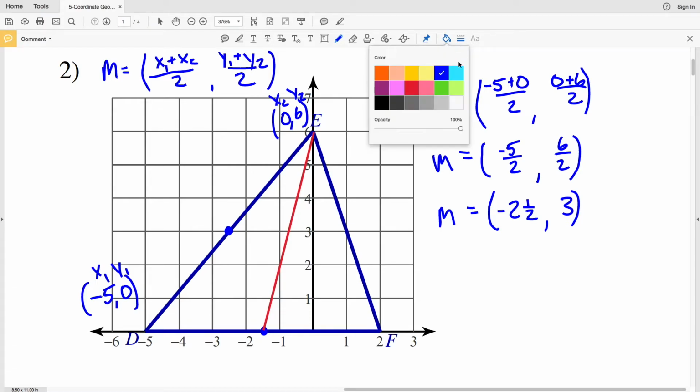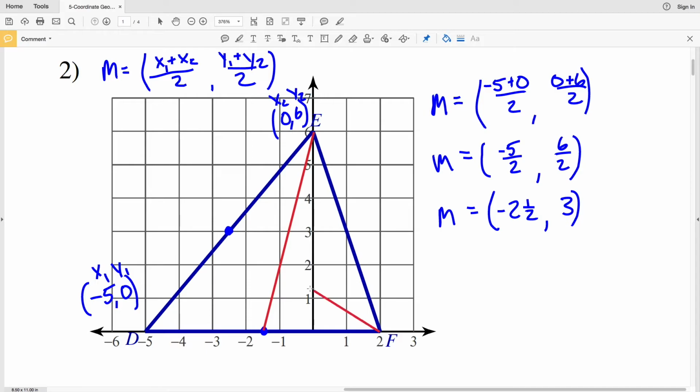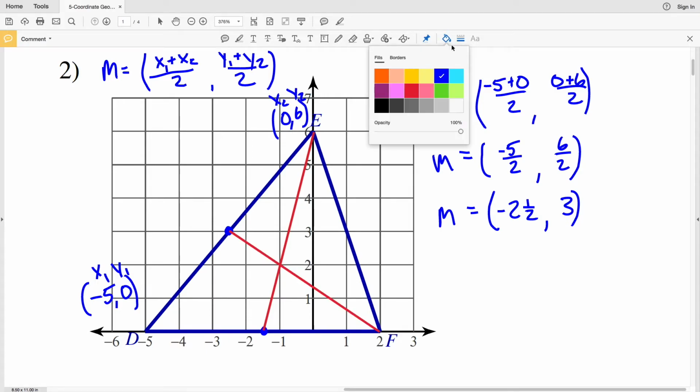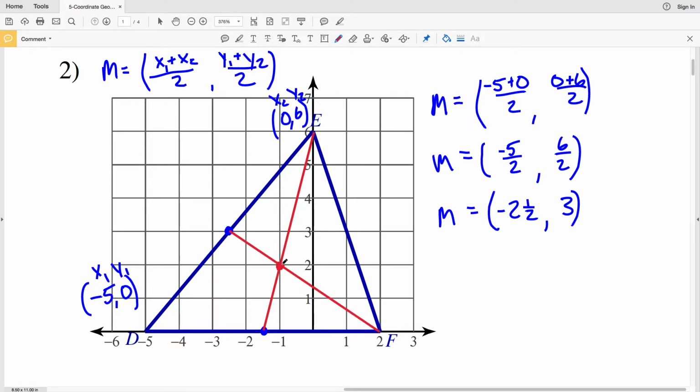And now we'll draw a line from our midpoint to the opposite vertex, creating another median. And you can see that the medians intersect at point -1, 2. So -1, 2 is our solution in number 2.